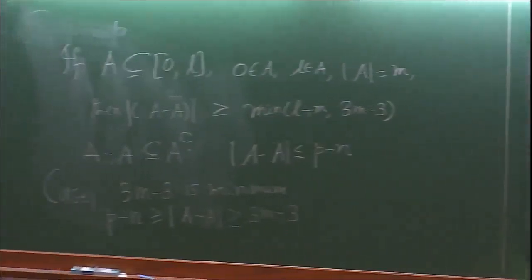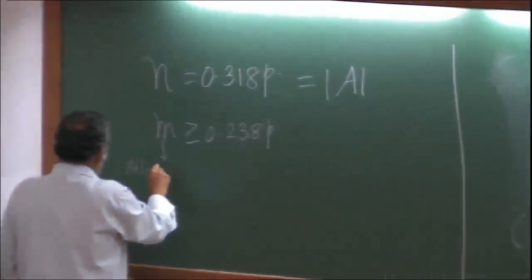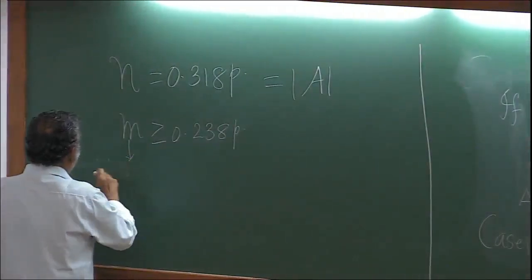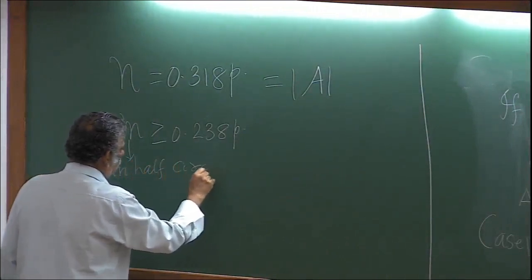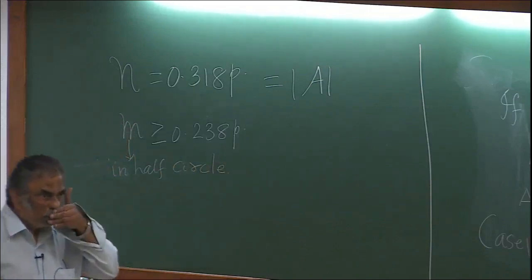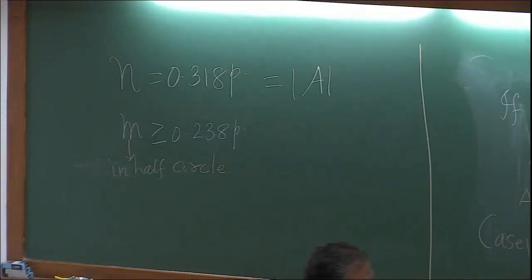And this little m is in a half circle and maximum with respect to that property. The half circle contains M, which is 0.238, and this is the maximum with respect to the property. I take that half circle which contains a lot of points, and that half circle has M points, where M is at least 0.238.